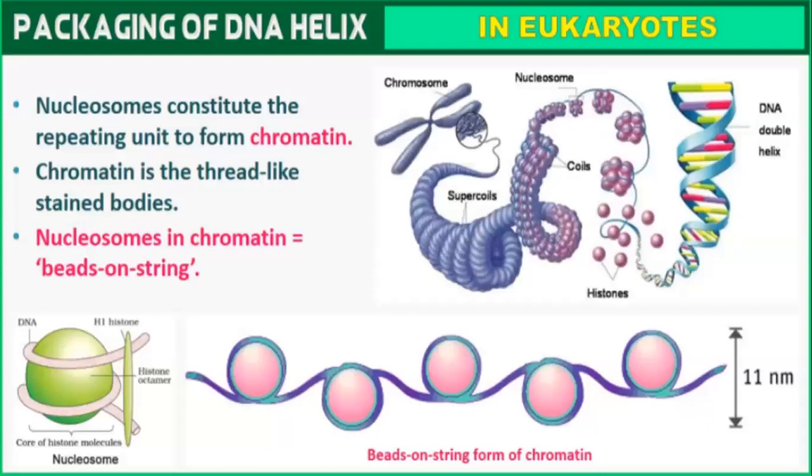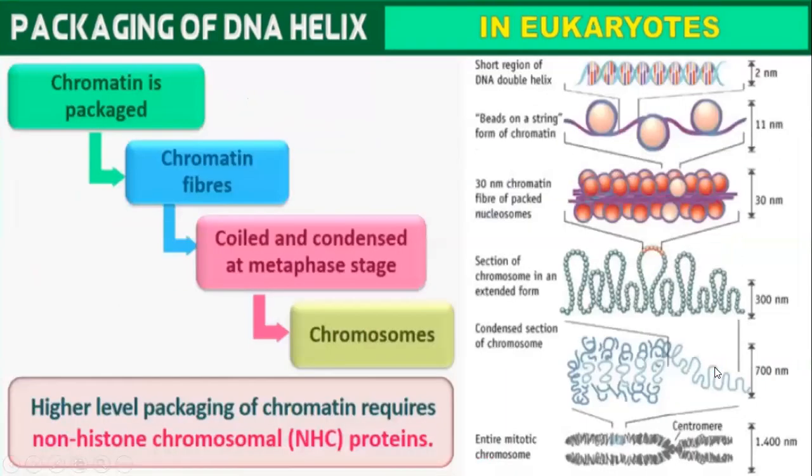Nucleosomes constitute the repeating unit to form chromatin. Chromatin is a thread-like stained body, and nucleosomes in chromatin are like beads on a string. Look here, the DNA is wound around histone proteins like beads on a string. And this chromatin is packaged together to form chromatin fibers, which are coiled and condensed at the metaphase stage to form chromosomes. Higher level packaging of chromatin requires NHC proteins.